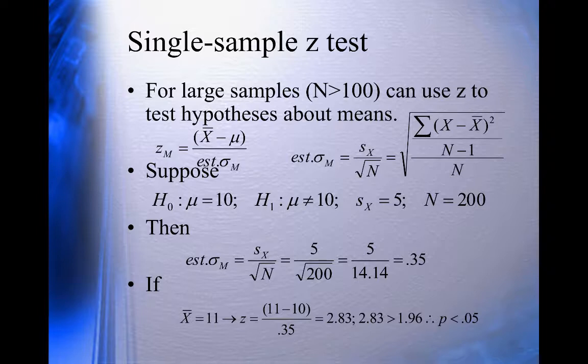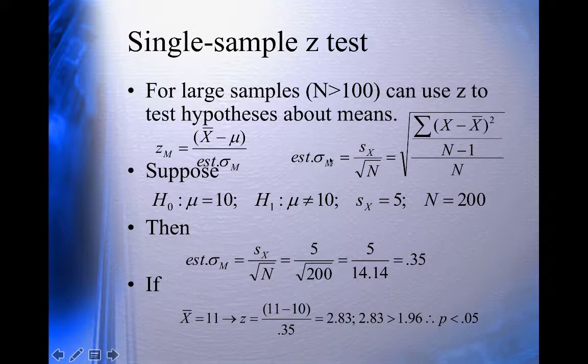So here we go. For single sample z, you've got the observed mean, x bar, and then you've got the population mean mu, and you've got to compare that to the estimated standard error of the mean. So this is kind of a z-score, I mean, a z for the mean.